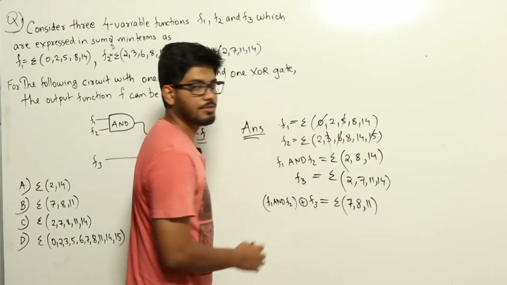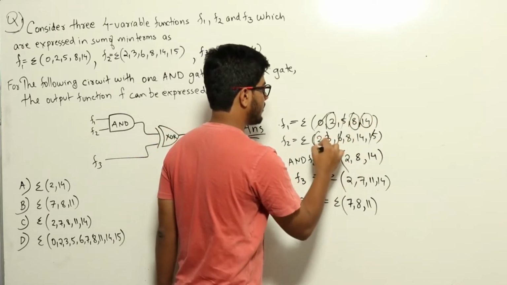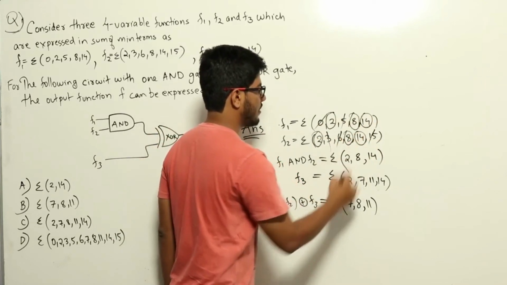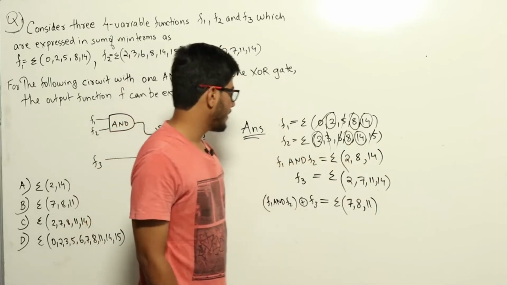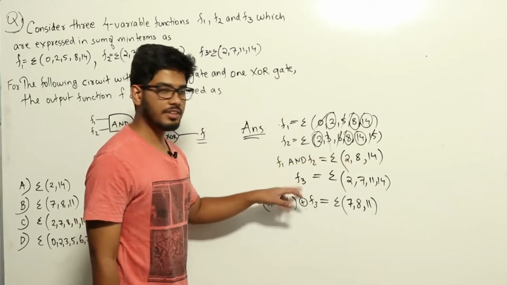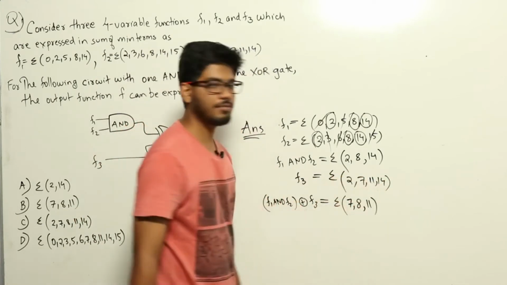So f1 AND f2 will give only these numbers, 2, 8 and 14. That is here, 2, 8 and 14. So f1 AND f2 will be sigma of 2, 8 and 14. Now we are taking XOR with f3. f3 will be sigma of 2, 7, 11 and 14.